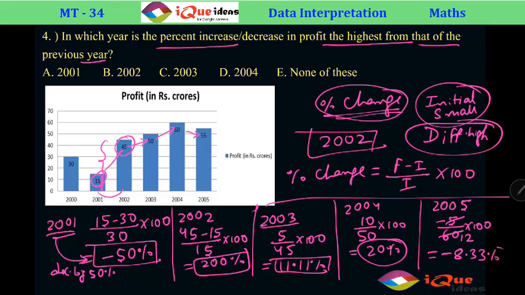The question has to include both increase or decrease. But in any case, if you look at the percentage value, 200% is the highest among them, which is happening in 2002. So the answer of this question is 2002, which we could have done just by looking at the graph also. Now the next one.